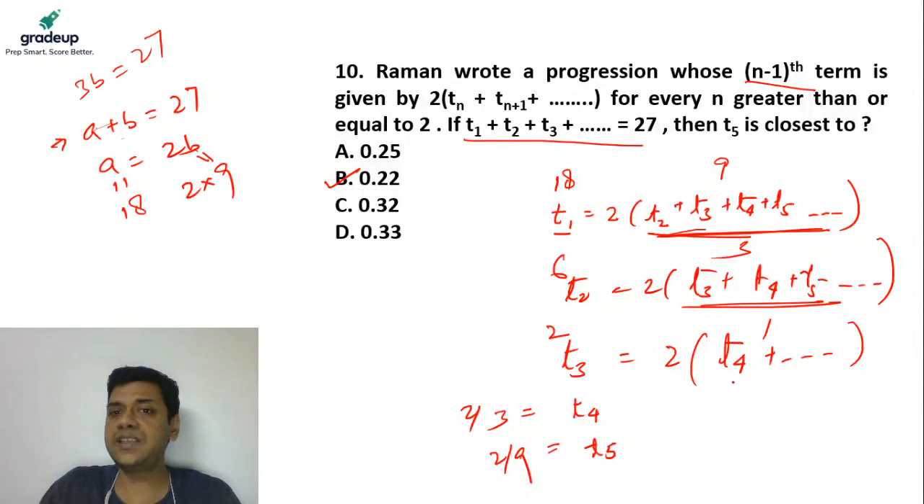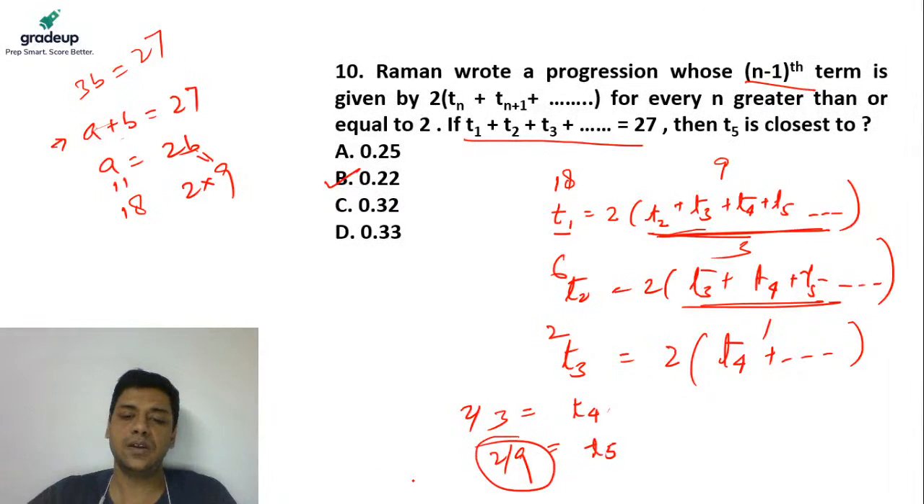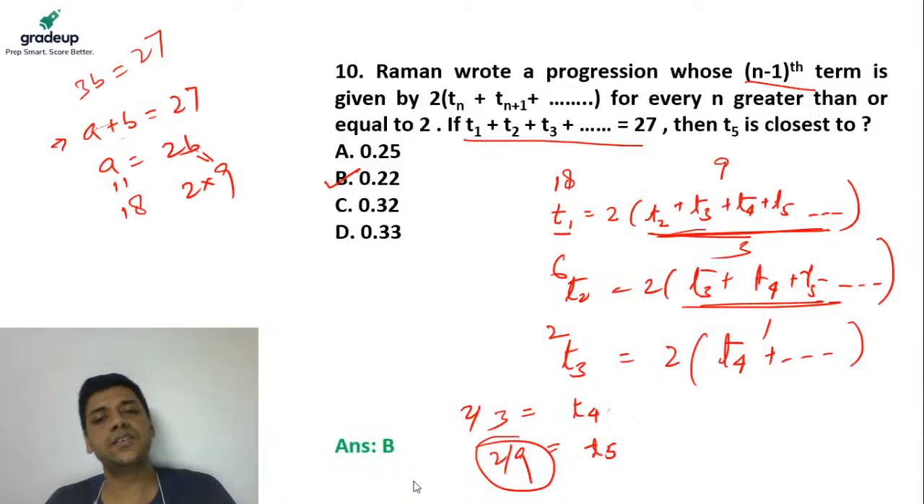Similarly, we can do it for T3 as well. Therein I realized that basically each and every term is reducing by one third, one third, one third and so on and so forth. So T2 is one third of T1, T3 is one third of T2. So T4 will become one third of T3, which is 2 by 3, and T5 will become one third of T4, which is 2 by 9, which is nothing but 0.22.